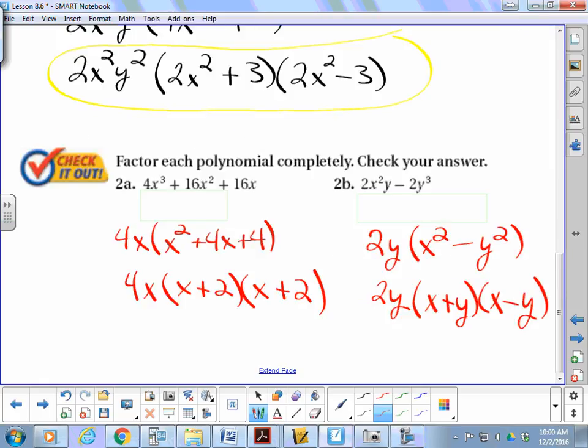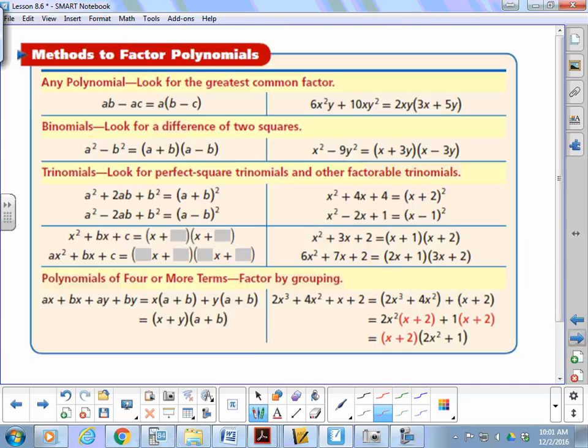So you have to take your time with these. Find the greatest common factor first. Factor that out, and see what you got left. So, methods to factor polynomials.